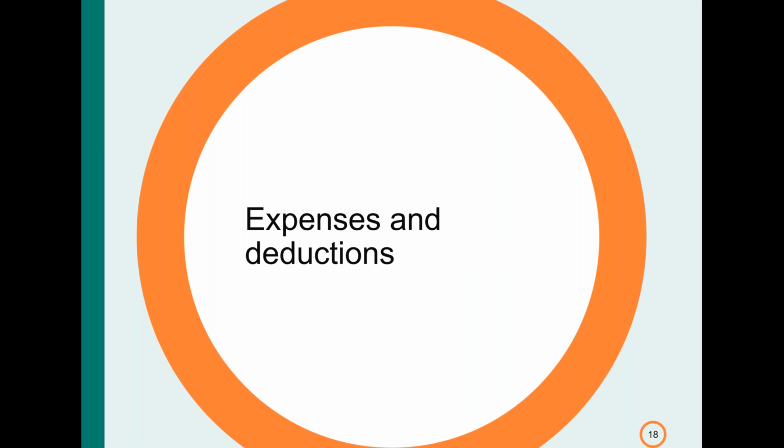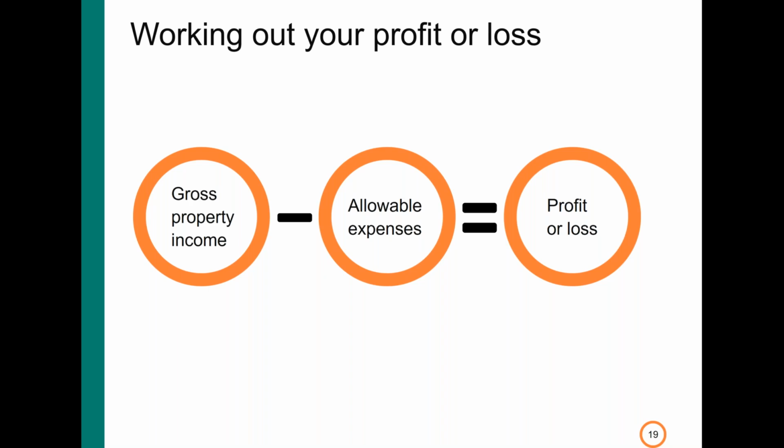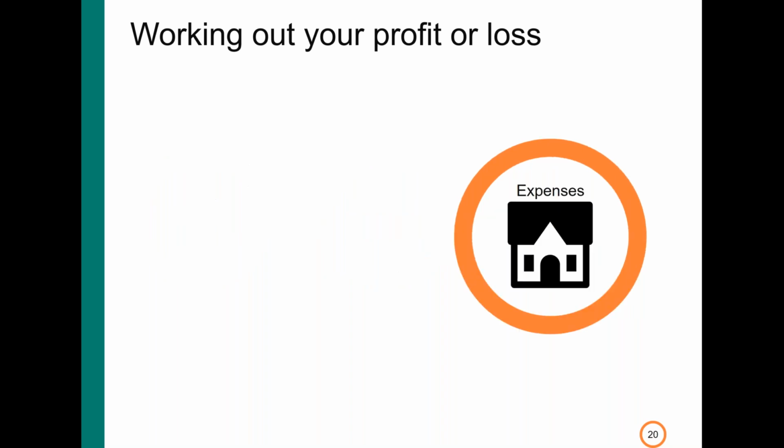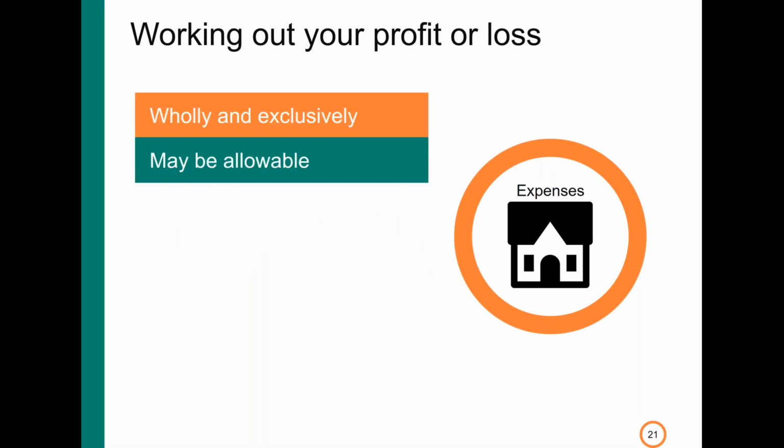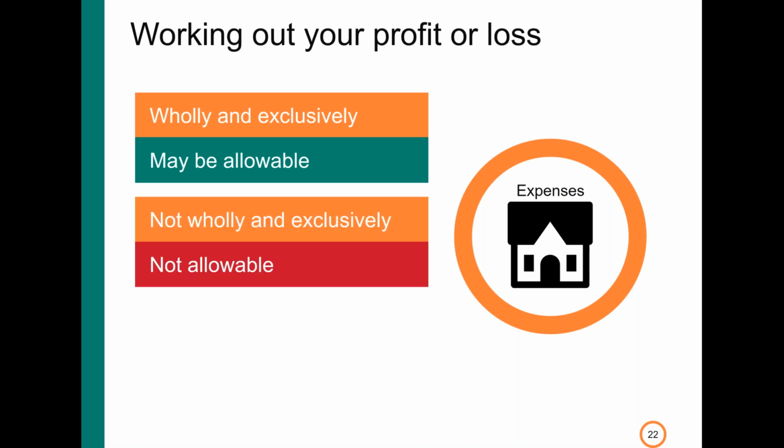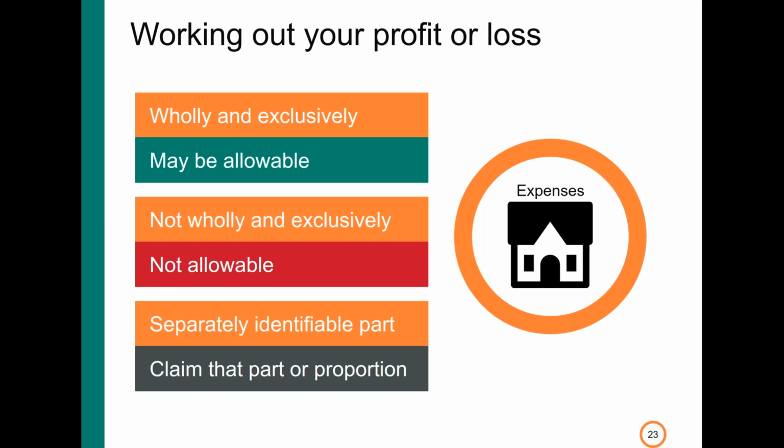We'll start with the basics for expenses and deductions. To work out your taxable rental profit or loss, you deduct allowable expenses and deductions from your total rental income. However, not all expenses are allowable for income tax. Firstly, expenses must be solely for the property business to be allowable. This is known as the wholly and exclusively rule. Where this isn't the case, the expense isn't allowable.